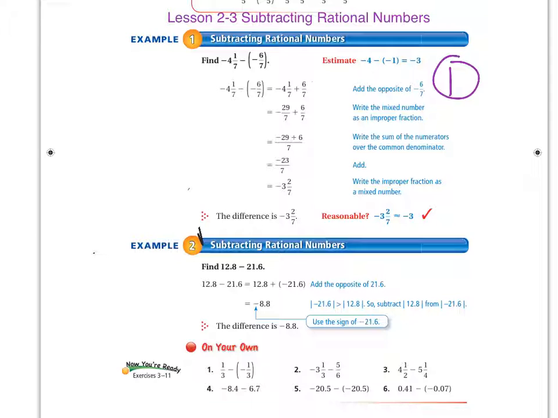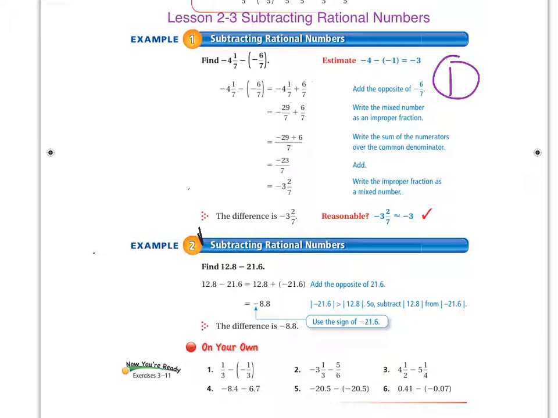And they put that like that so that you don't mess up that minus and that subtraction sign. We have to make this an addition problem. So this becomes a -4 1/7 plus, you add the opposite. The opposite of a -6/7 is a +6/7. Okay, that's step 1. Step 1 is the additive inverse property. You have to make sure that you do the additive inverse property. Okay, so that's step 1.